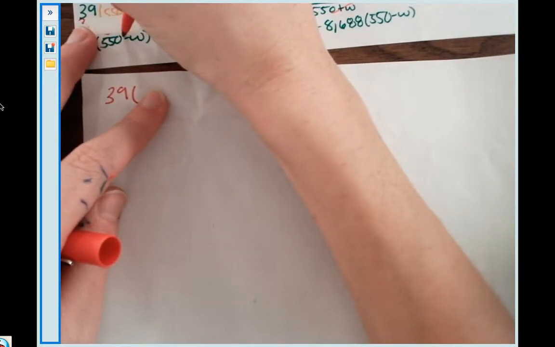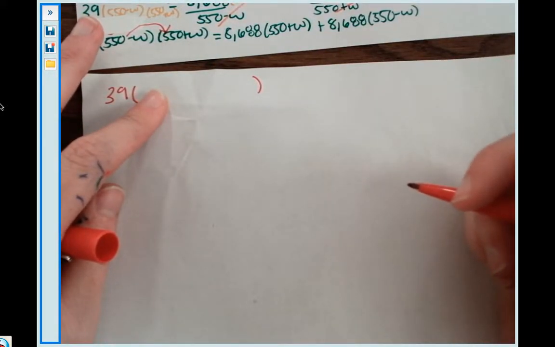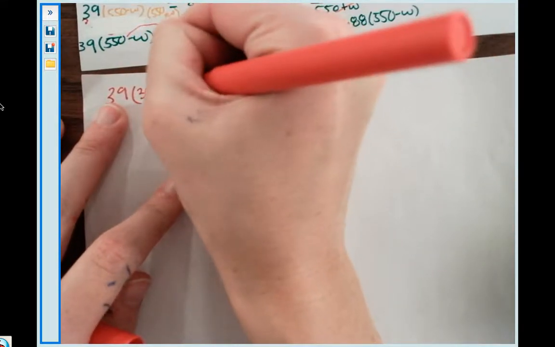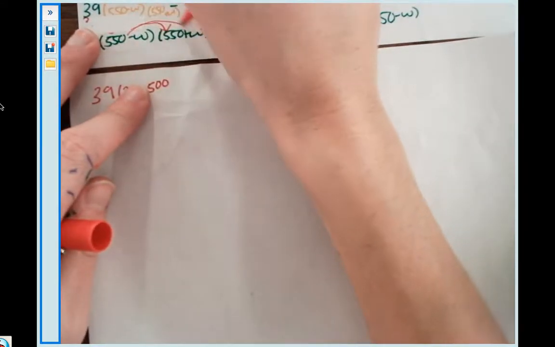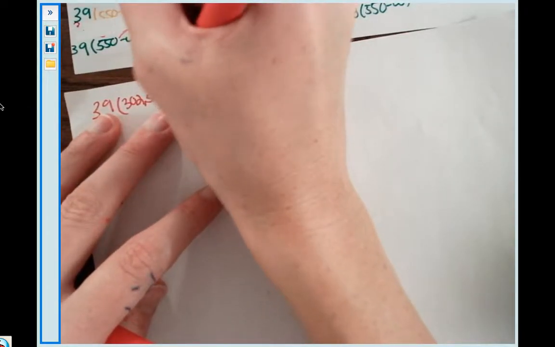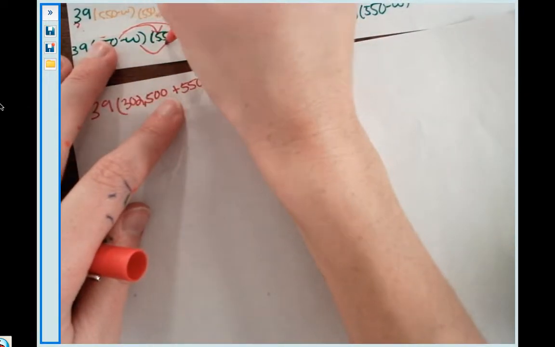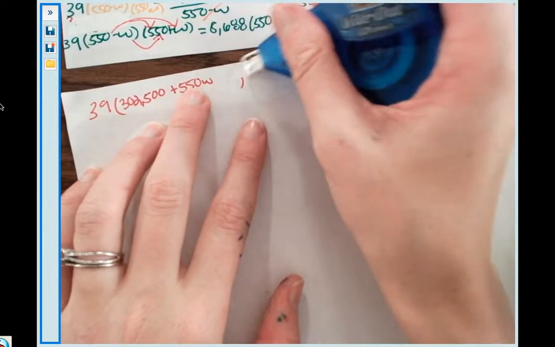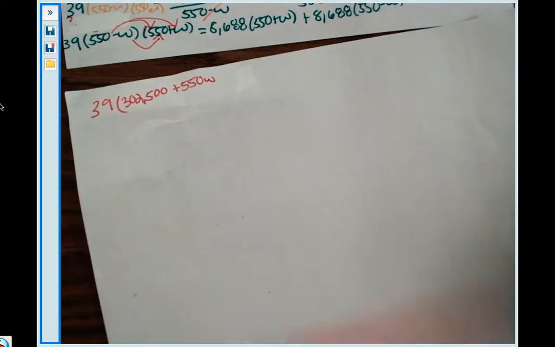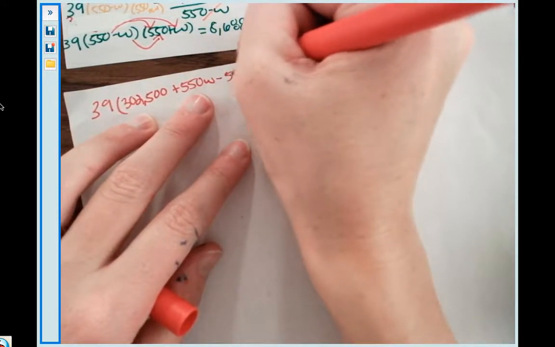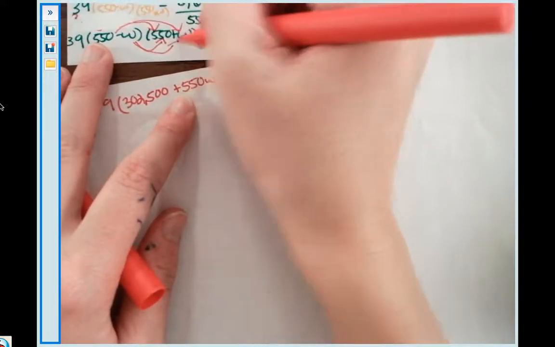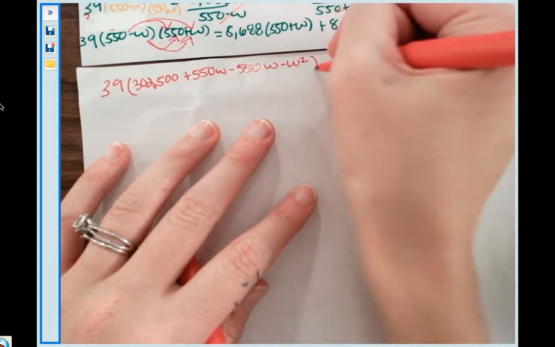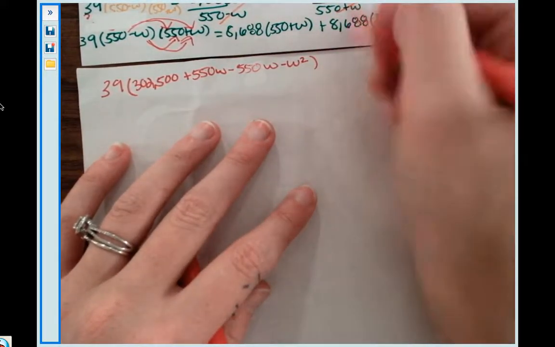Okay, so 550 times 550 is going to give me 302,500. And then 550 times W will give me plus 550W. Negative W times 550 will be negative 550W, which I definitely didn't leave enough space for. And then negative W times W will give me a negative W squared. All right, let's keep going.